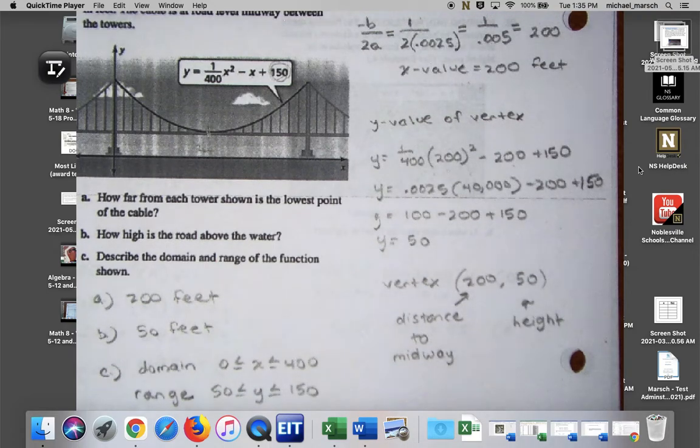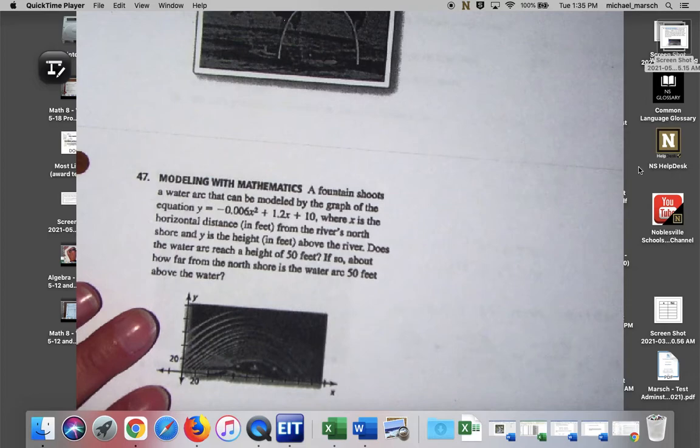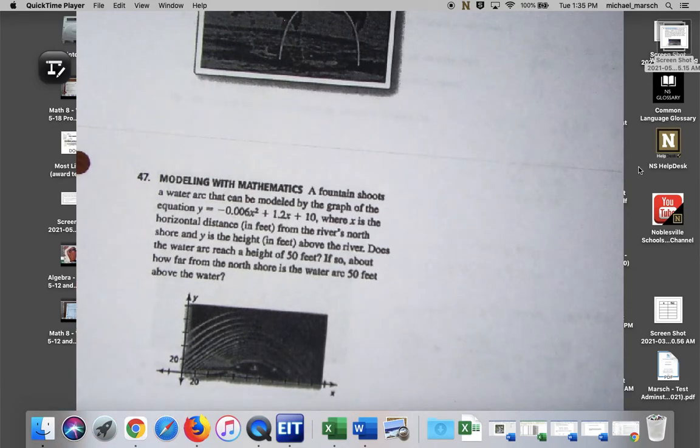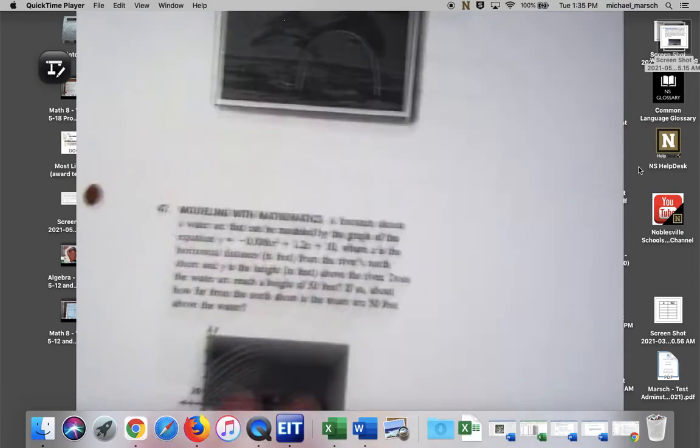So tomorrow's assignment will be to figure out the situation with the dolphins and the fountain shooting water over a river. Oh, we have to find the domain. The dolphins should know how far they jump by themselves. No, there's no domain and range.